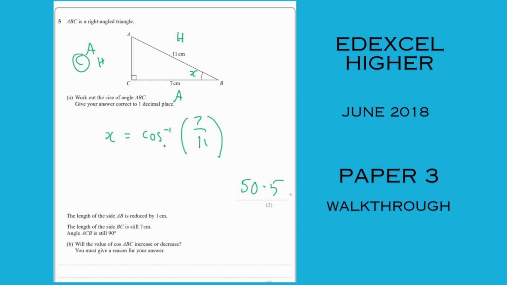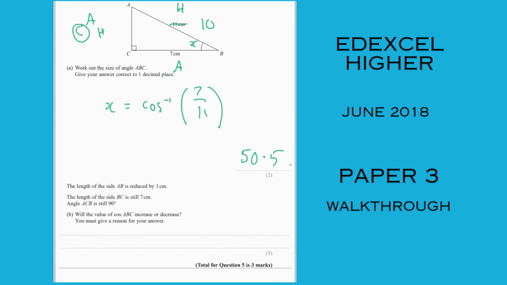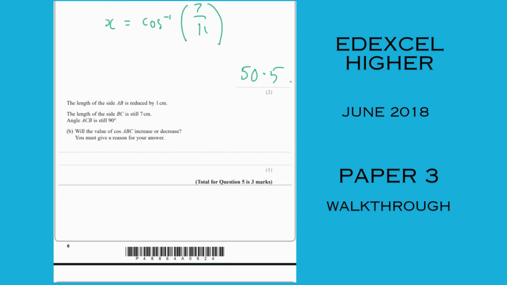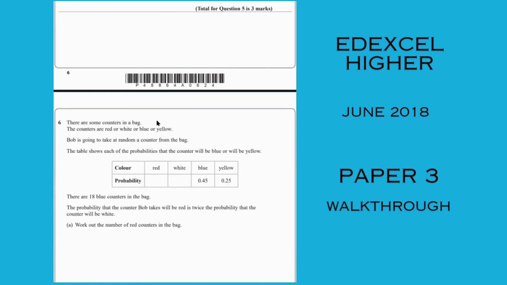in other words 50.5. The length of side AB is reduced by 1 centimetre, so in other words this is happening. All right, will the value of cos of ABC increase or decrease? And it will increase because 7 over 10 is bigger than 7 over 11. Feel free to have that argument in decimals as well.